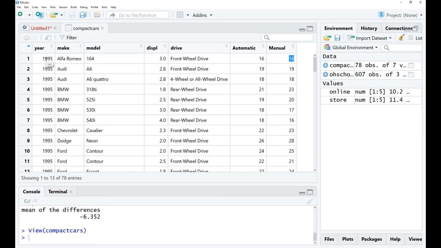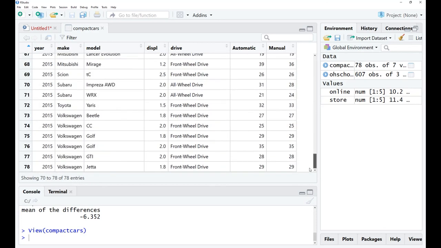So for example, if you take this 1994 Alfa Romeo Model 164, it has a 3-liter engine, and it has front-wheel drive. So everything is identical about the car, except that it is offered with automatic transmission and with manual transmission. And the same is true for this 1995 Audi A6, and so on. Now, here we have two groups. Group one is all the cars with automatic transmission, and group two is all the cars with the manual transmission. And I have it for 2 years, for 1995 and 2015.